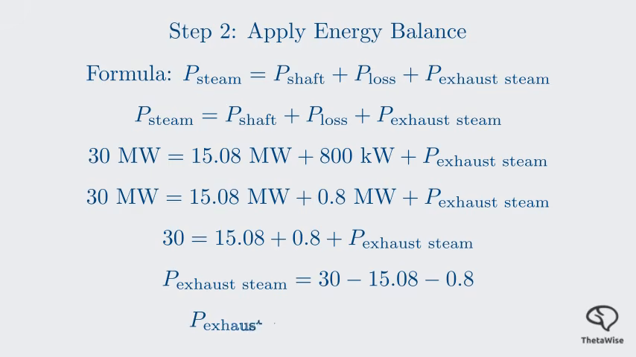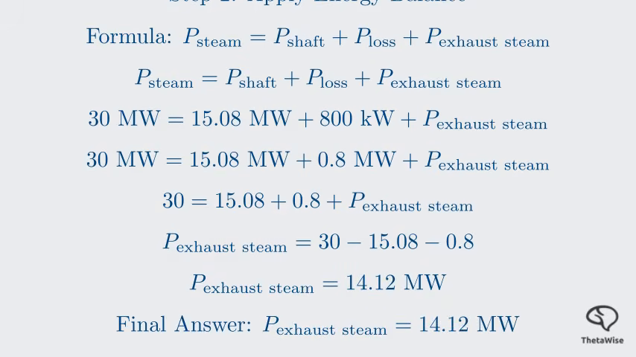So out of the 30 megawatts that entered with the steam, 14.12 megawatts exit with the steam in the form of its internal energy. Let's check the book's solution. It matches our answer. This confirms our understanding of energy conservation in an open system. Next up, the closed system.